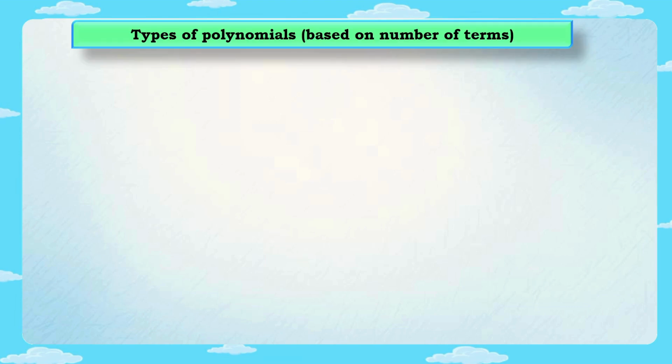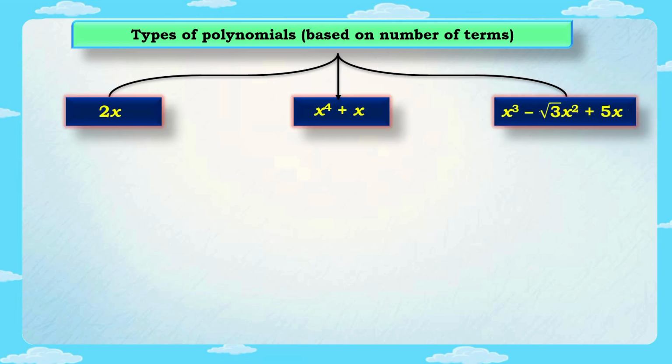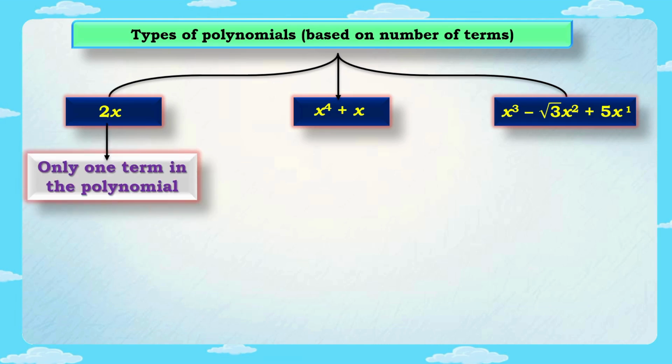In this slide, we are learning about the types of polynomials based on the number of terms. A polynomial can be classified by counting how many terms it has. Let us look at each type one by one. First, consider a polynomial that has only one term. Such a polynomial is called a monomial. For example, the expression 2x has only one term. So, it is a monomial.